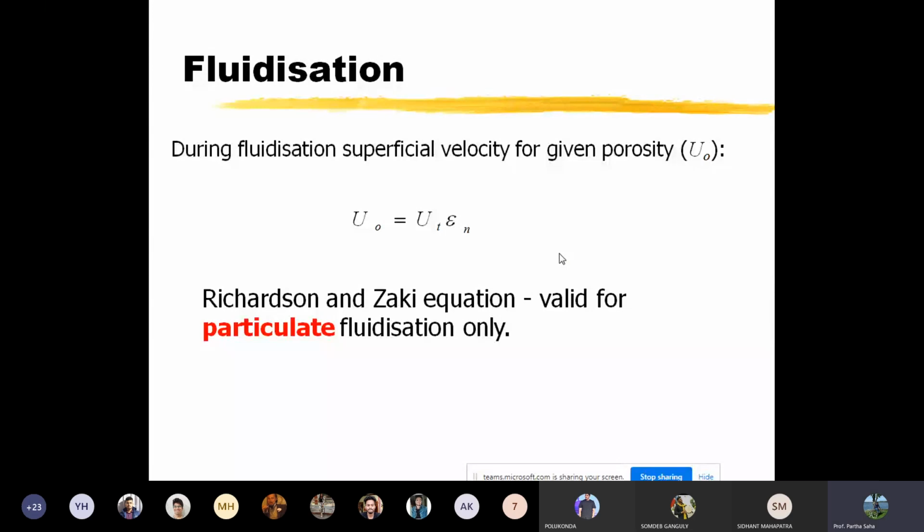During fluidization, the superficial velocity for a given porosity can be given as U naught equal to UT epsilon to the power n. This is actually known as the Richardson and Zaki equation. This is the same as what I have discussed. Here U naught is the superficial velocity, UT is the interstitial velocity. So it's just a rearrangement of this term: UT equal to U naught by epsilon.